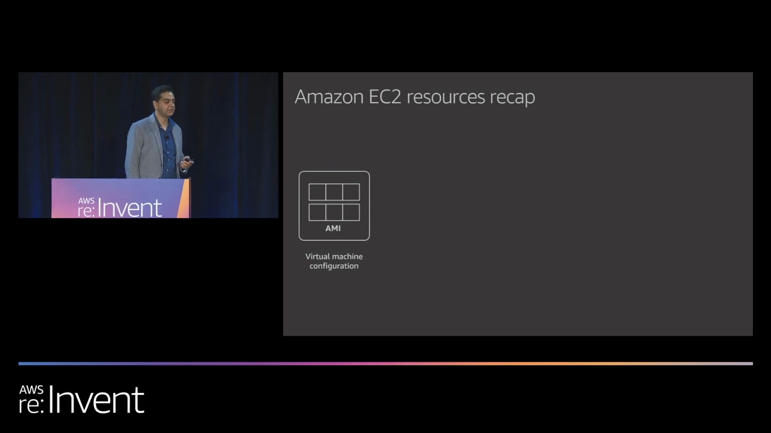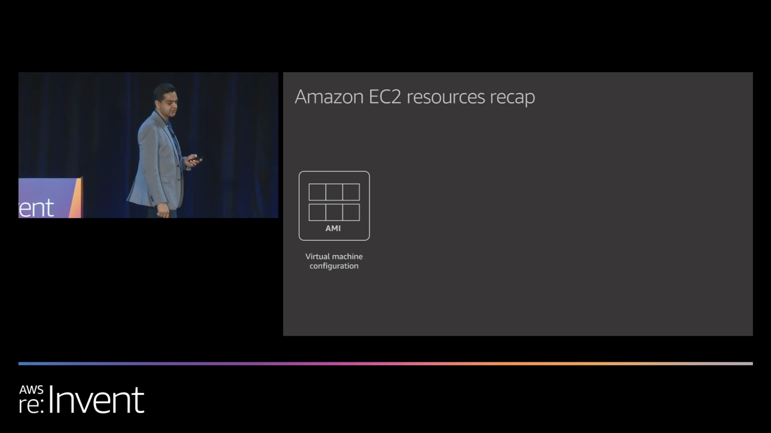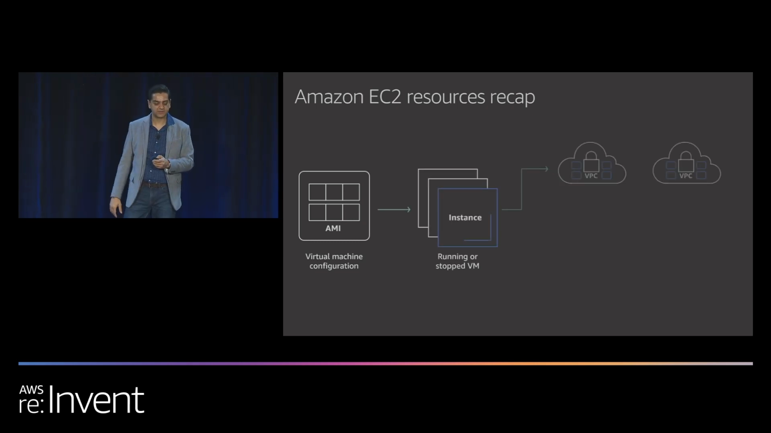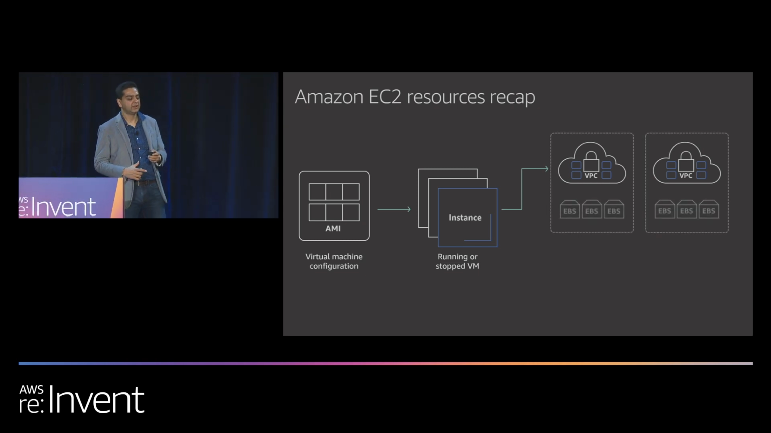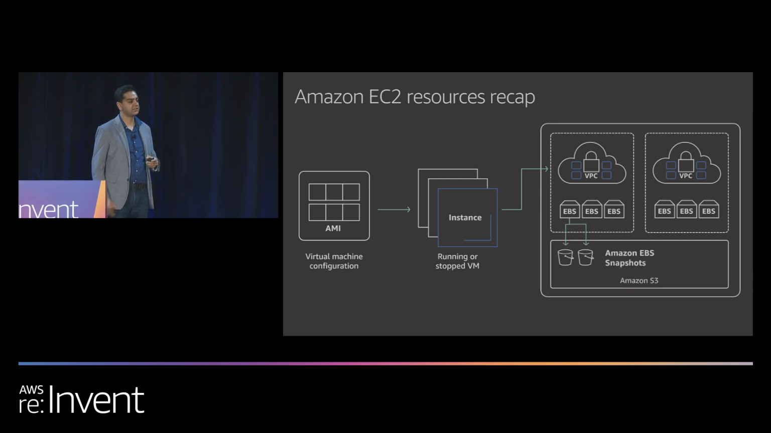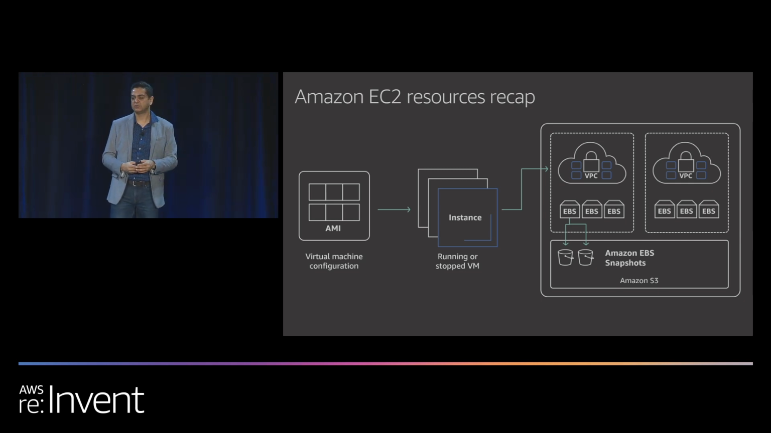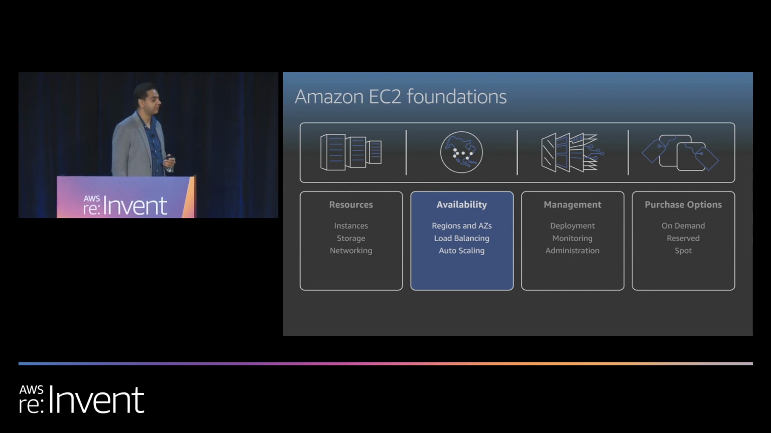So a quick recap. We talked about AMIs, which are virtual machine configurations or images that are running on EC2 instances. This could be stopped instances or running them. And then EC2 instances are launched as a part of a VPC, and they have EBS connected as their boot volume. And when you snapshot EBS, that snapshot is stored in our S3, which is simple storage service, for backup and DR purposes. Great. So let's jump into availability.